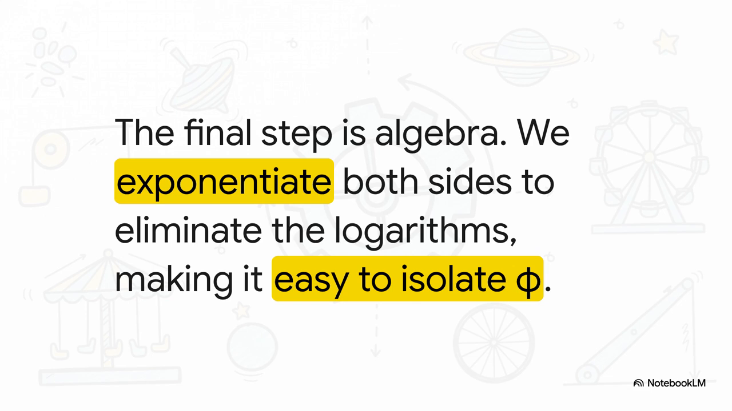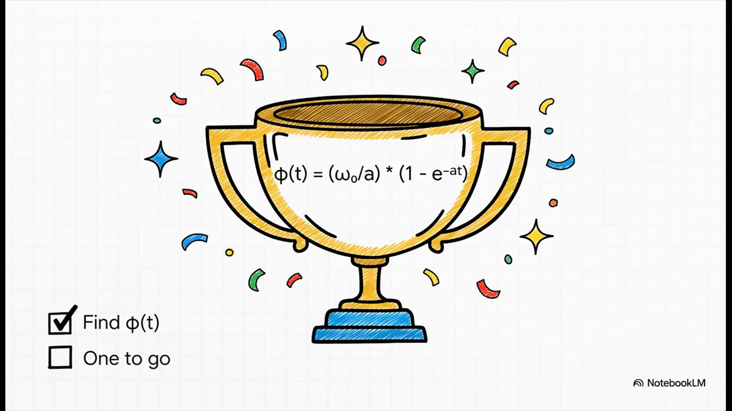We are so close now, just a little bit of algebra to clean things up. The first move is to use the properties of logarithms to combine those two terms on the left. Then comes the magic step. We exponentiate both sides. What that does is it cancels out the natural log and it finally frees up our variable, phi, so we can solve for it. And boom, there it is. After just a little bit of rearranging, we got our first major result.